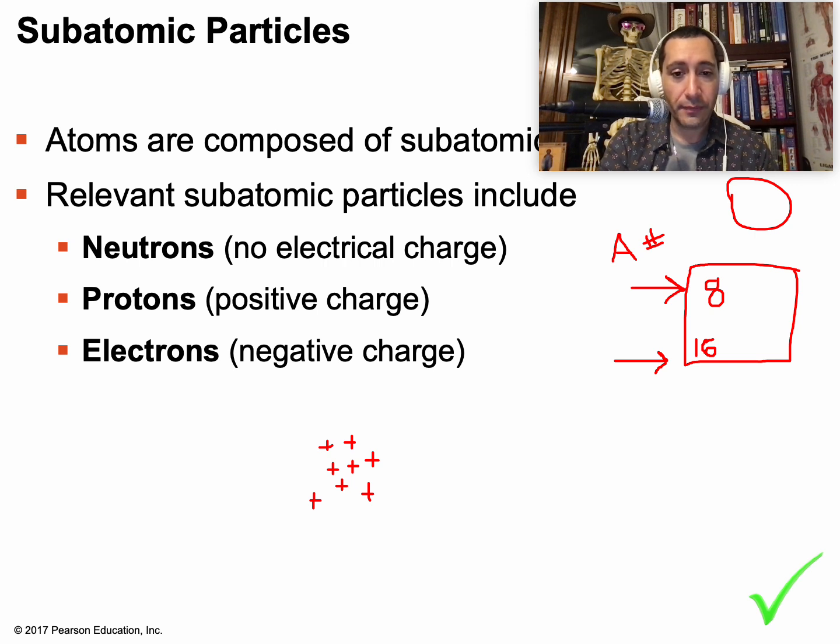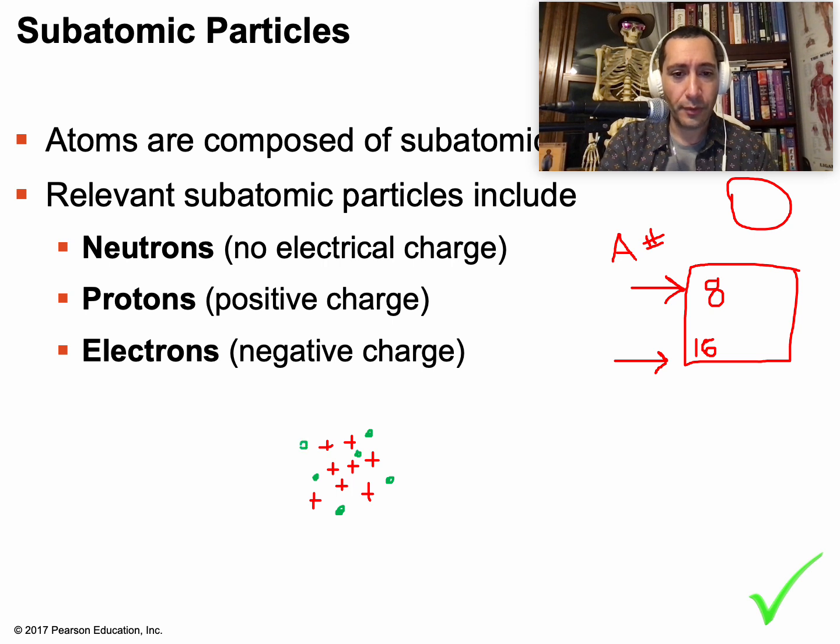We also have neutrons. Neutrons have no electrical charge. Let's depict these with dots. How many, though? Well, I already know. Whatever number of protons an atom has, generally speaking, it has the same exact number of neutrons.